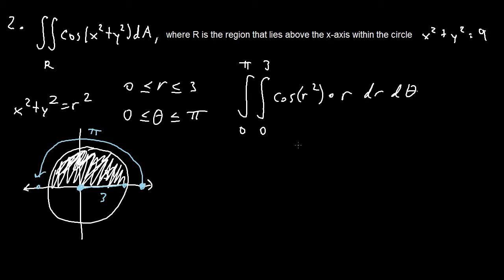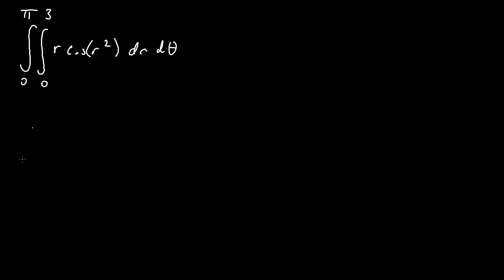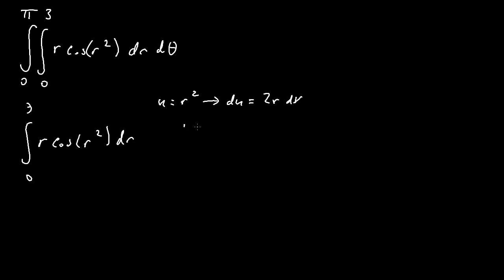So rewriting the integral, we get the double integral, the outer one from 0 to pi, once again the inner one from 0 to 3, of r times cosine of r squared times dr d theta. So rewriting the inner integral, realize that since we have an r squared and an r, this is just a simple u substitution problem. So r times cosine of r squared dr. If I make u equal to r squared, then du, or the derivative of r squared, is 2r dr. So then dr is going to equal du over 2r.